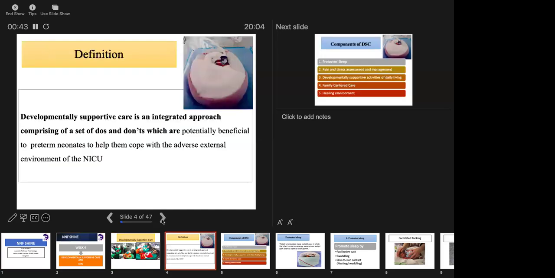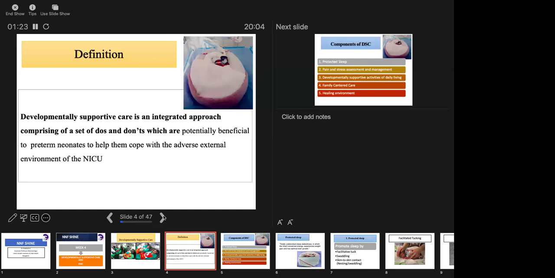Developmental supportive care is an integrated approach comprising certain do's and don'ts, which are potentially beneficial to preterm units to help them cope with the adverse external environment of the NICU. The baby in utero is in a very comfortable state without much exposure to sound, noise, or light. As soon as the baby comes out, it is exposed to the adverse external environment of the NICU. There are certain do's and don'ts which we have to practice in order to potentially benefit these preterm units, and these set of practices are called developmental supportive care. It's just an integrated approach of all these practices.